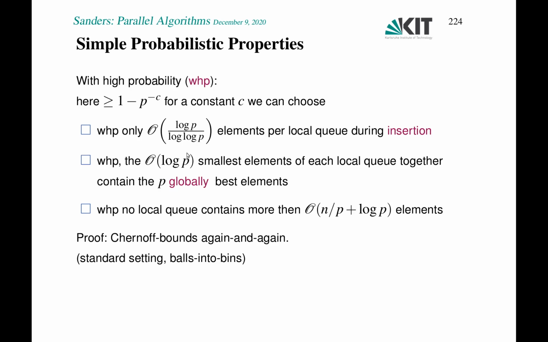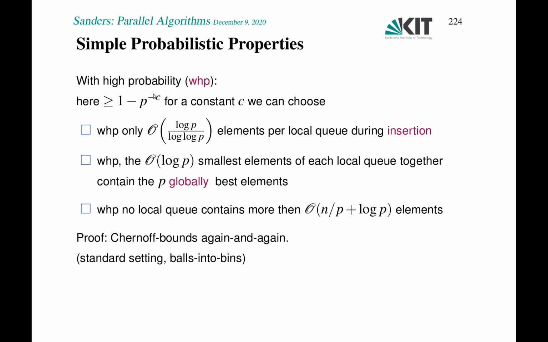Let us summarize a few things we get by the random placement of the data. Several things hold with high probability. In this case, high probability means probability at least 1 minus p to the minus c for a constant c that we are free to choose. It will often be something like 2 or 3 or 4. So we have a kind of balls and bins situation in several respects here.